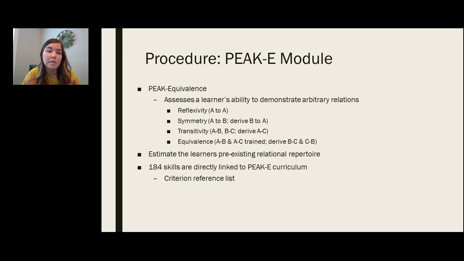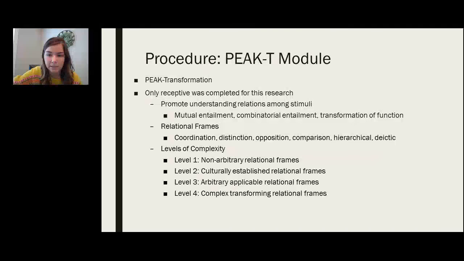So the Peak E module, the equivalence module, assesses the learner's ability to demonstrate arbitrary relations. So we have reflexivity, symmetry, transitivity, and equivalence. This estimates the learner's pre-existing relational repertoire, and this is 184 skills directly linked to the Peak E curriculum, which is a criterion reference list.